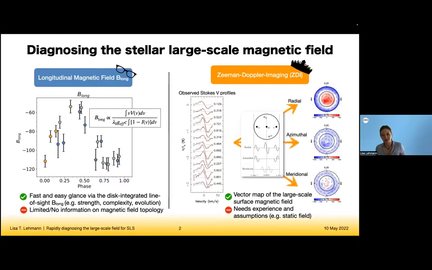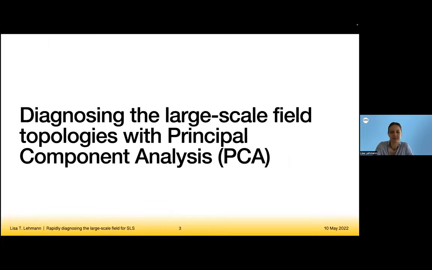For the SLS, we were searching for a method combining both, so it should be fast and easy to apply because we have many targets and long time series observed with Neo-Narval, and we wanted to have more information than with the longitudinal field itself. So we want to know something about the axis symmetry or the poloidal toroidal fraction, for example. And we find that the principal component analysis, the PCA method, can do this job.